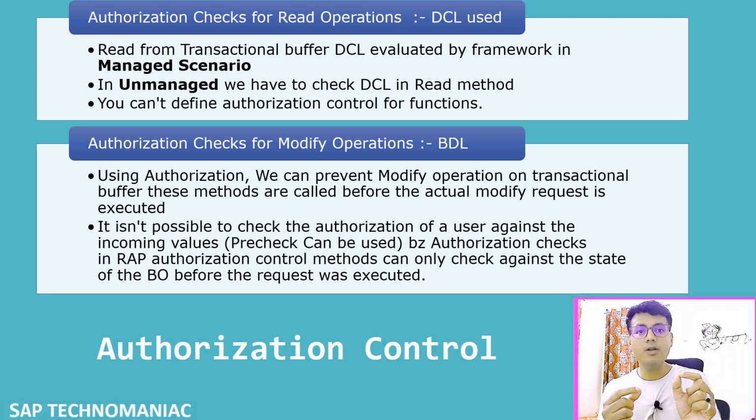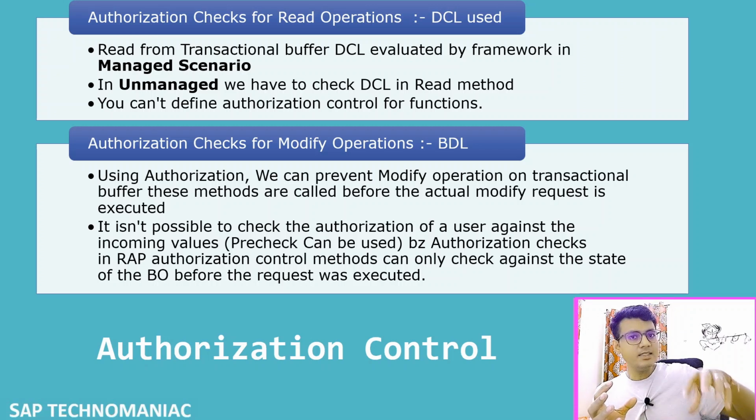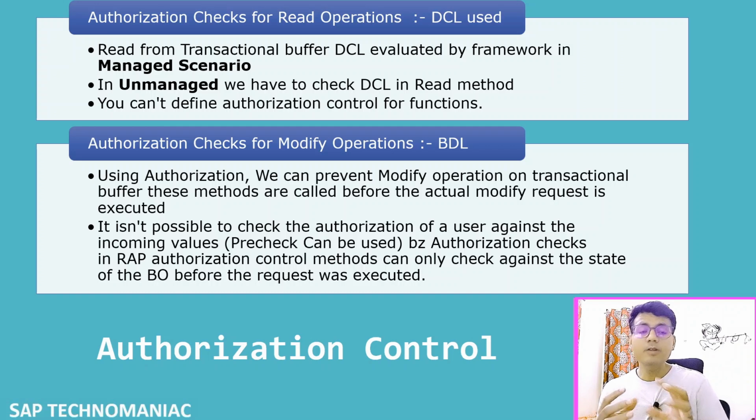But the most important thing is, whatever existing data is available on the transactional buffer, based on that only the authorization will be checked. It will not be checked based on whatever you are sending now to update in the transactional buffer. So if you want to check that kind of thing, you can do that in the pre-check method. That is the reason I have written the same. Inside the pre-check method you can do this kind of authorization if you want to check against the incoming values. We will discuss this in detail, scenario-wise, in an upcoming slide.